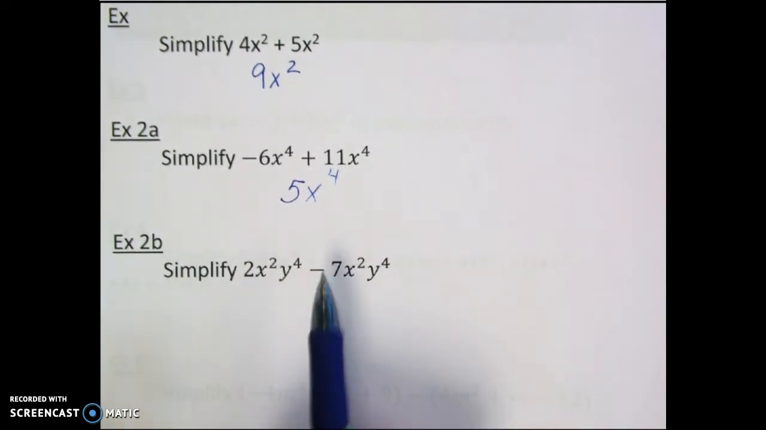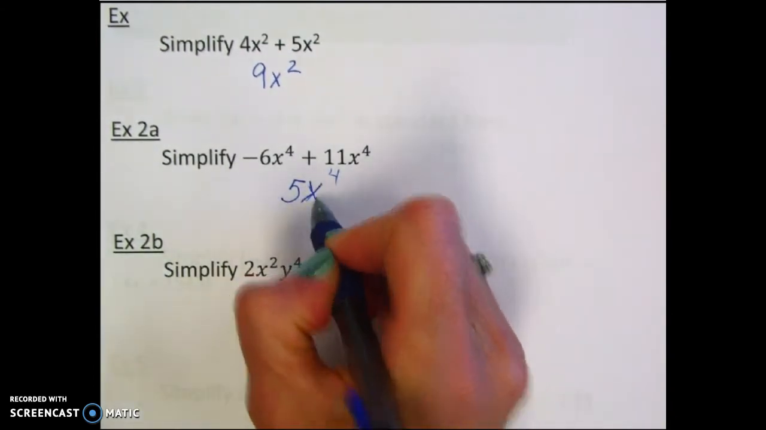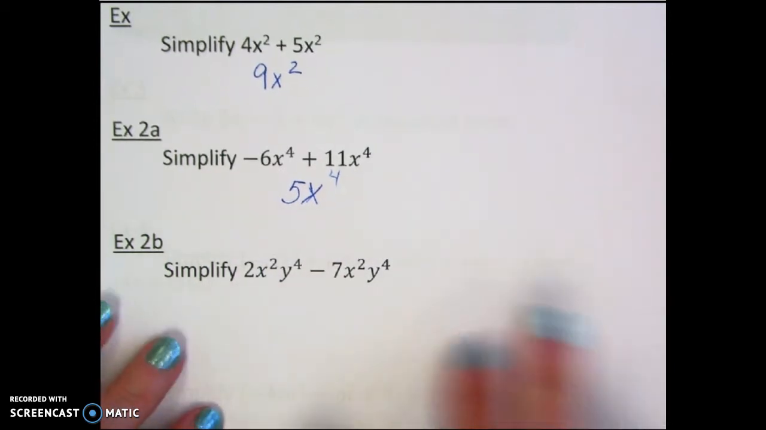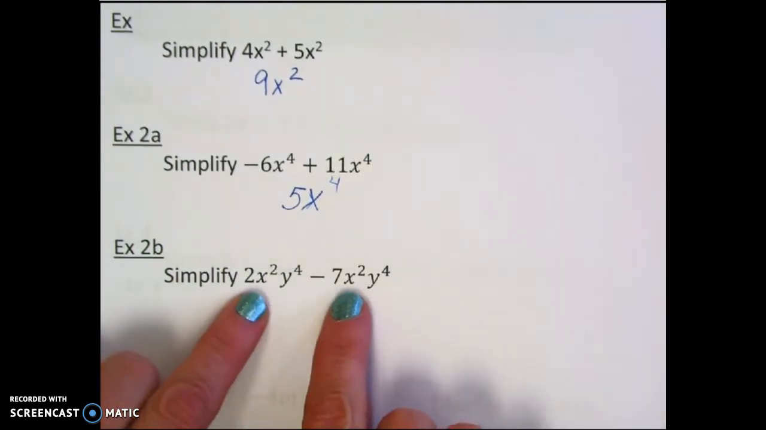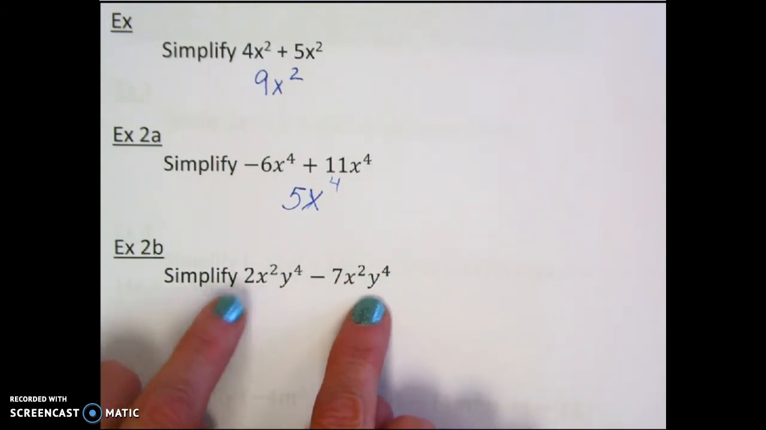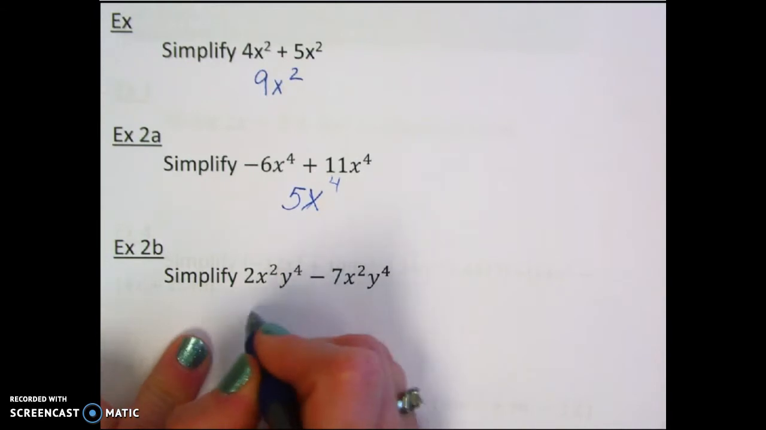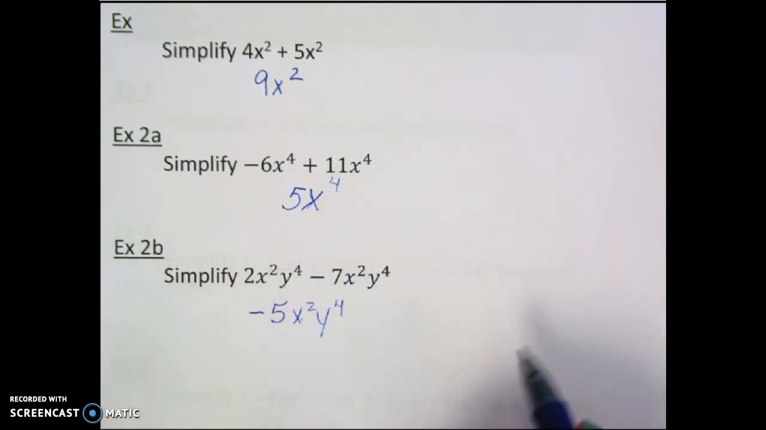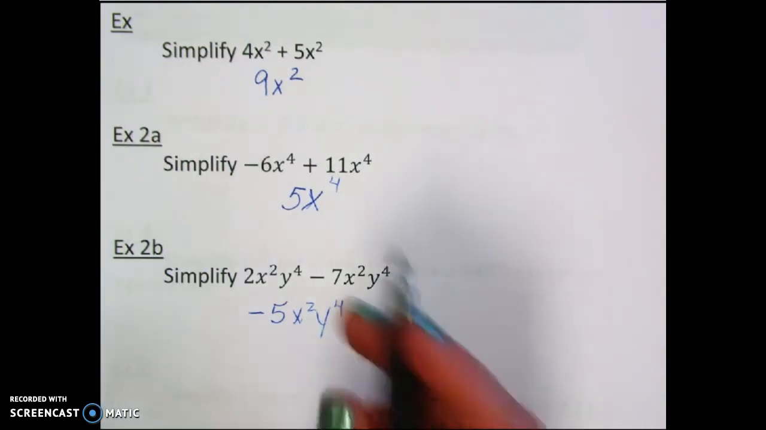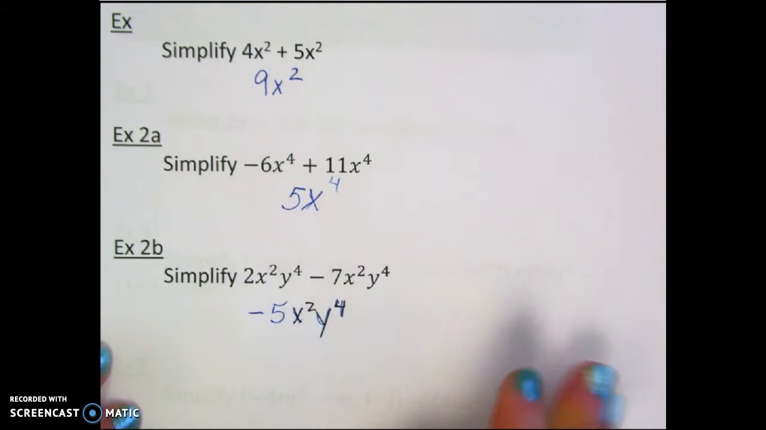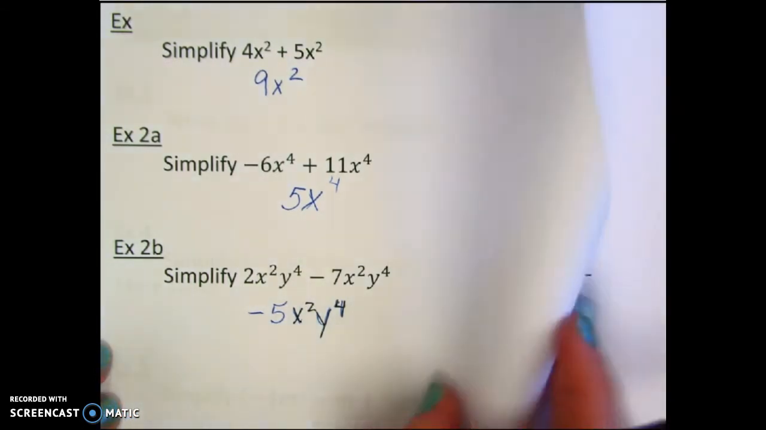It doesn't matter if it's a single x piece or if you have x squared y to the fourth, as long as they're like. You can't combine them unless they're like terms. So x squared y to the fourth, they are like terms. So we're going to combine a 2 and a negative 7, which gives us a negative 5. Our label stays the same: x to the second, y to the fourth.